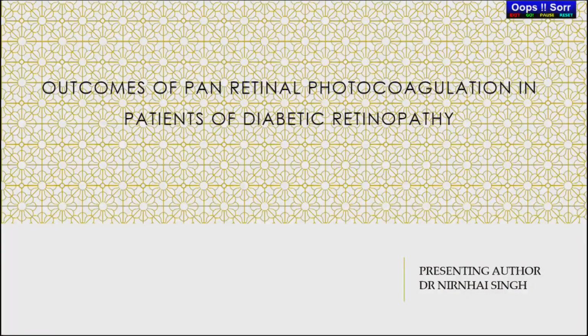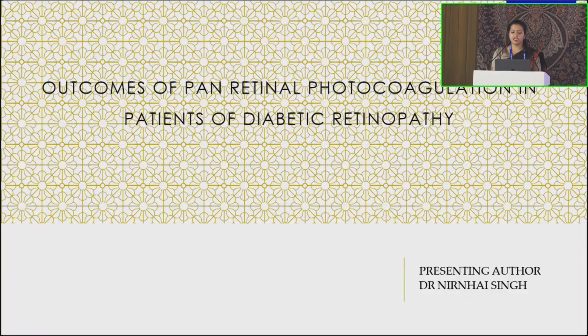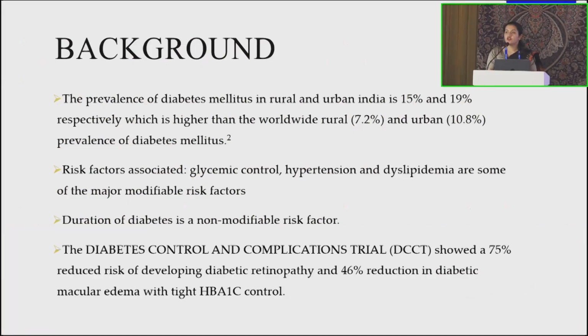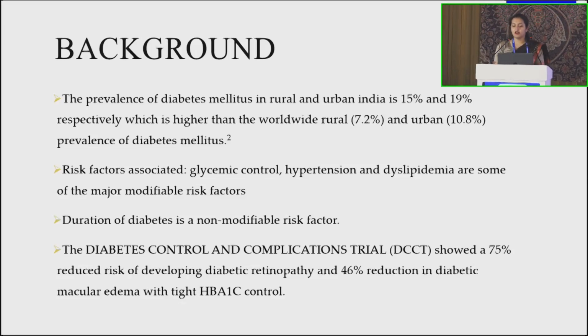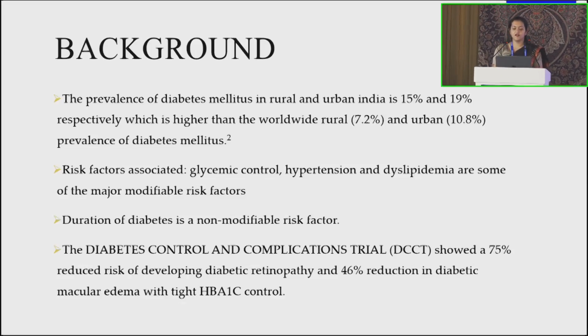Good afternoon, everyone. Outcomes of pan-retinal photocoagulation in patients of diabetic retinopathy. The prevalence of diabetes in urban India is 19% and rural is 15%, which is relatively higher than that of the world.